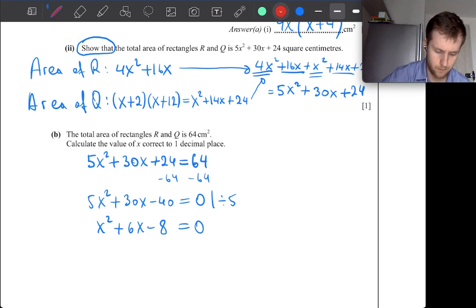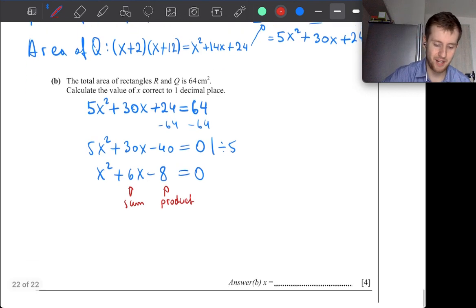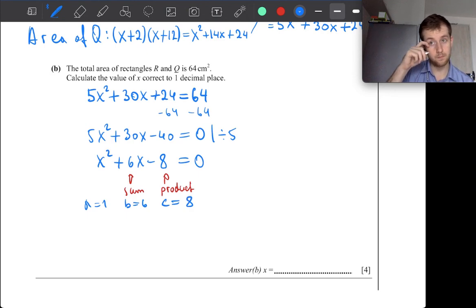Okay, so now we have, this is the sum, and this is the product. So yeah, I don't know what it is. So we probably have to use the formula after all. So x equals, so a is 1, b is 6, c is minus 8. Sorry, minus 8, not 8.